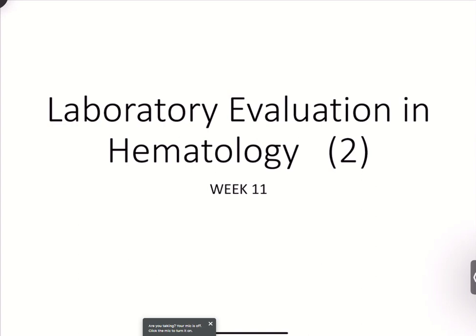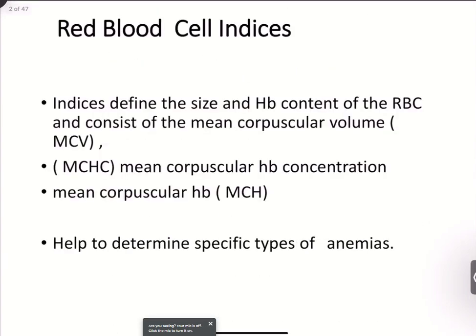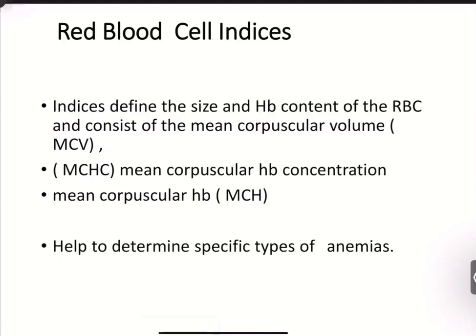Okay. We will be focusing on your red blood cell indices. Your red blood cell indices are composed of your MCV, MCH, MCHC, and then your RDW. These red blood cell indices are correlated with your hemoglobin content and the size of the RBC.